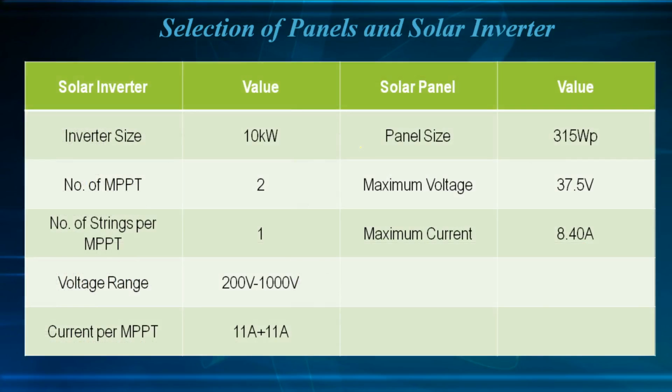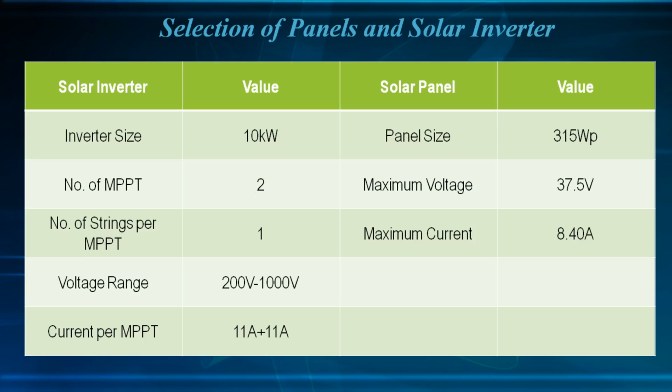In this table we have summarized all the parameters. The inverter we choose is a Sungrow inverter of 10 kilowatt size. The number of MPPTs allowable is up to 2 MPPTs. The number of strings is 1 per MPPT. Voltage will be 200 volt up to 1000 volt, and the current per MPPT will be 11 ampere plus 11 ampere.